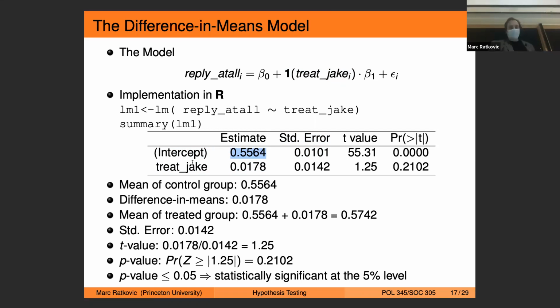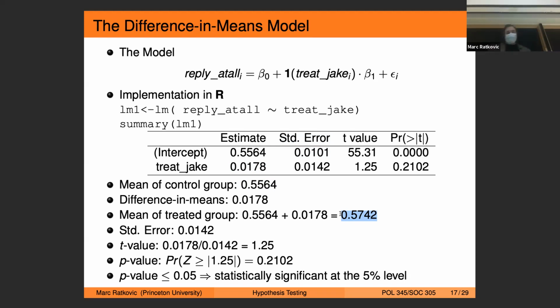I want to know how much more likely legislators were to reply to Deshaun. That's what this estimate is going to be: 0.018, the difference in means of the group. Deshaun was replied to 55.4% of the time, and Jake was replied to 50.4% of the time. So more. What we want is: is this statistically significant?